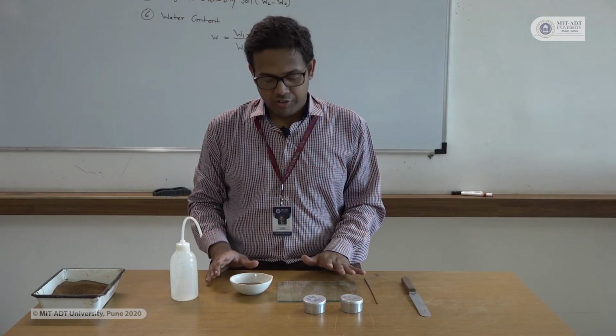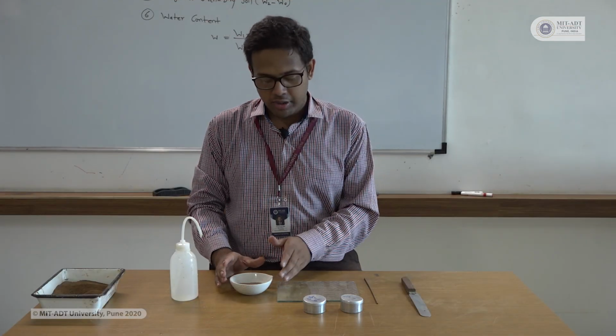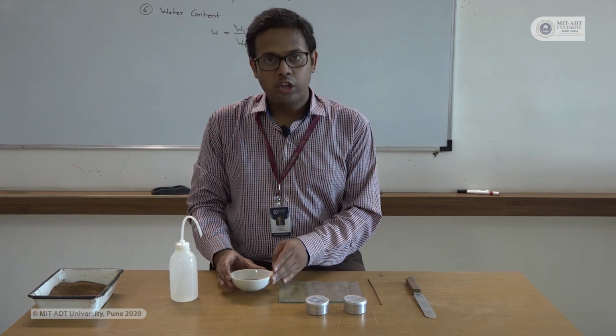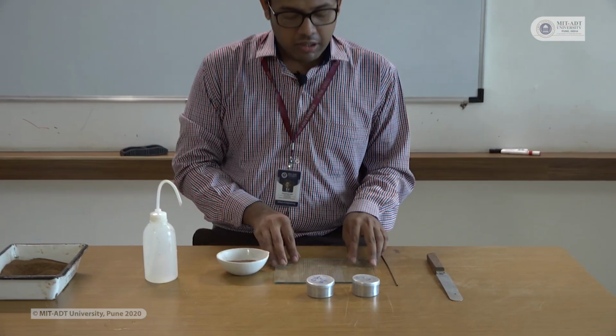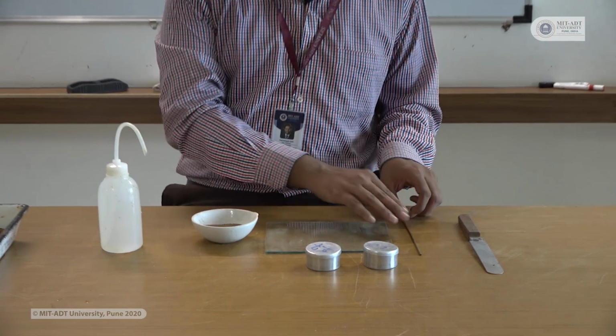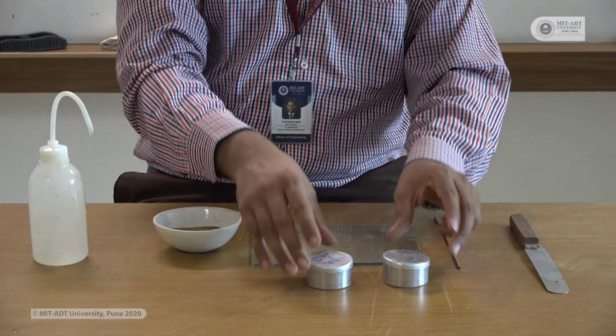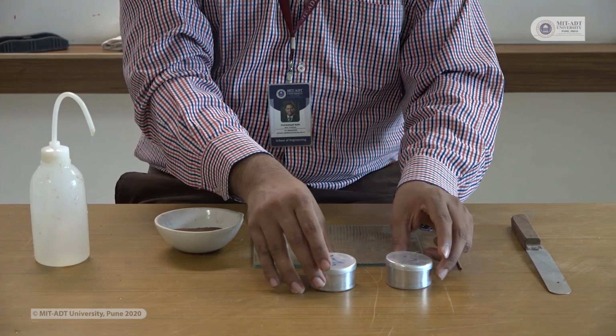Let us begin with the procedure. First I will explain the list of apparatus. Starting with the first, this is a porcelain evaporating dish. This is the glass plate that you have taken. This is a metallic rod of 3 mm. Then this is a spatula, and these are water content determination containers.